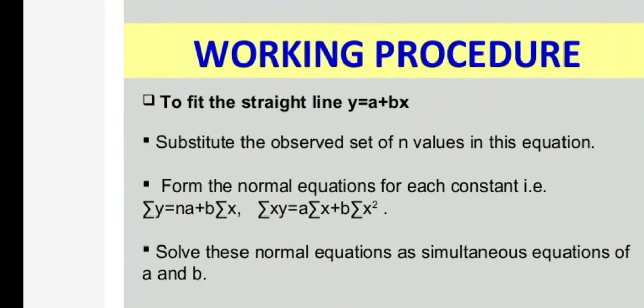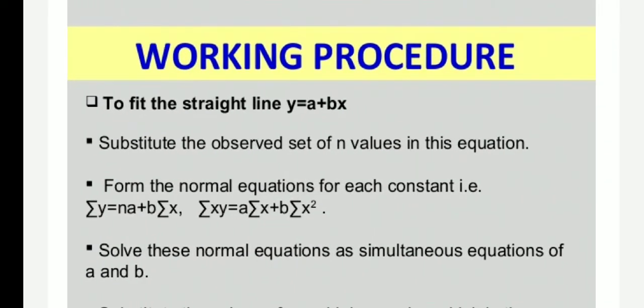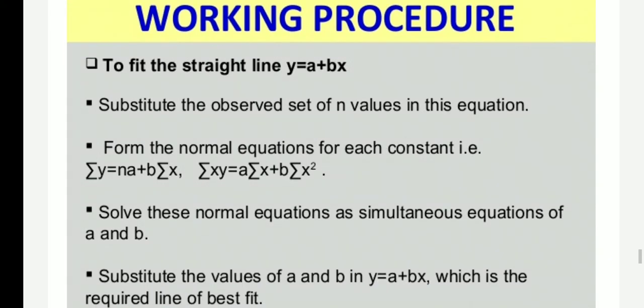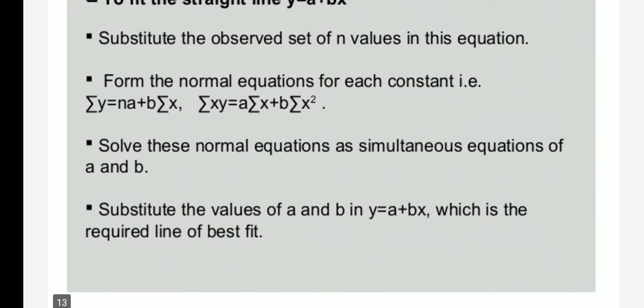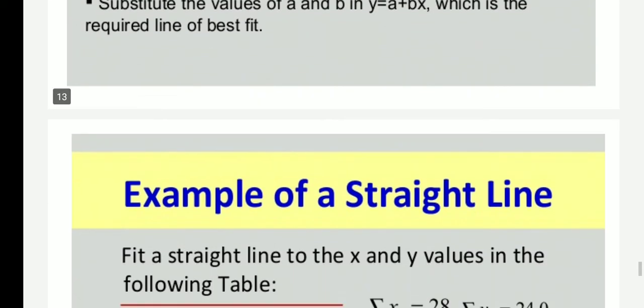Now I will take up an example: to fit the straight line y equal to a plus bx. The working procedure is to substitute the observed set of n values in this equation, and form the normal equations for each constant, that is, sum of y equal to na plus b into sum of x, and sum of xy equal to a into sum of x plus b into sum of x squared. Solve these normal equations as simultaneous equations in a and b. Substitute the values of a and b in y equal to a plus bx, which is the required best fit.